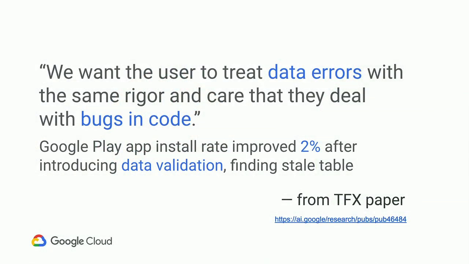This is a quotation from the TFX paper we have published: we want the user to treat data errors with the same rigor and care that they deal with bugs in code. If you have any errors in the training data or any unexpected distribution in the data, that could cause bugs in your system. So data is the code right now for the machine learning system. Actually, the Google Play team was able to improve the application install rate by 2% just by introducing the data validation concept.